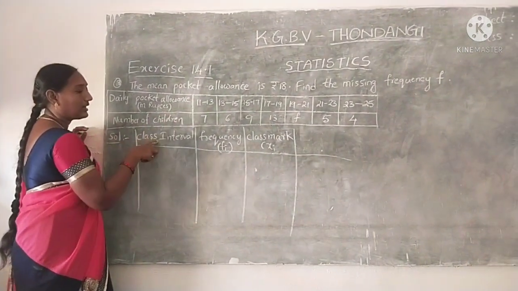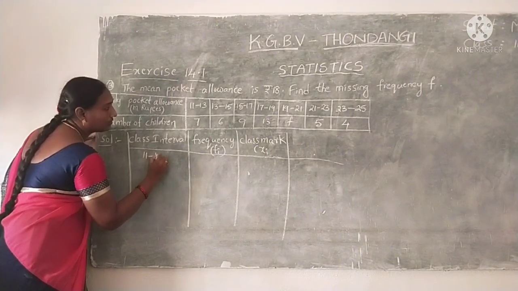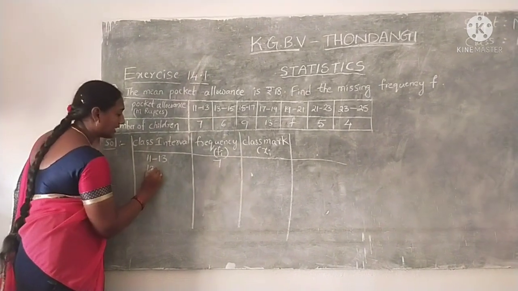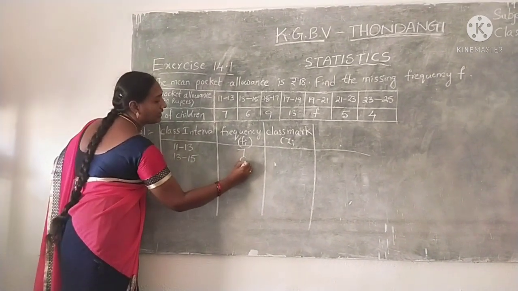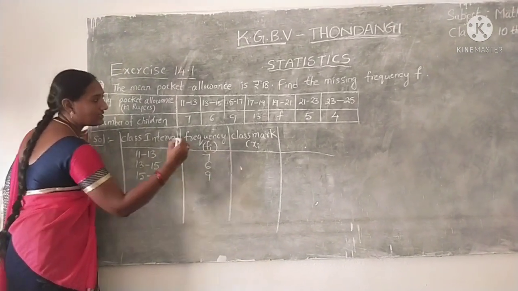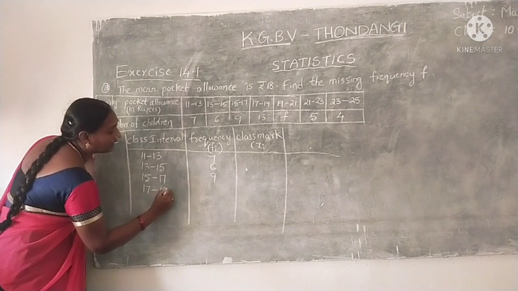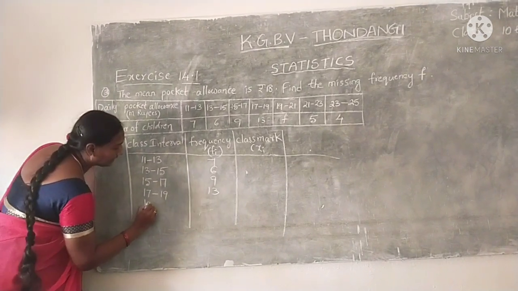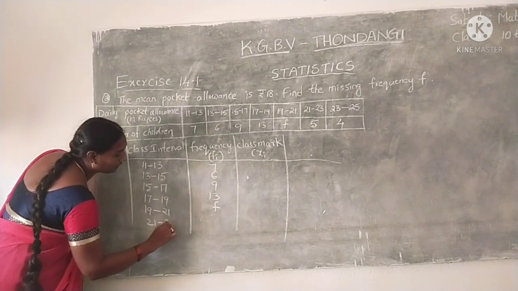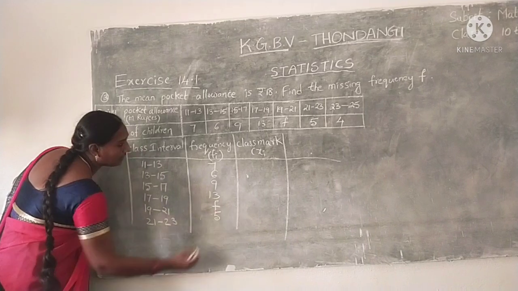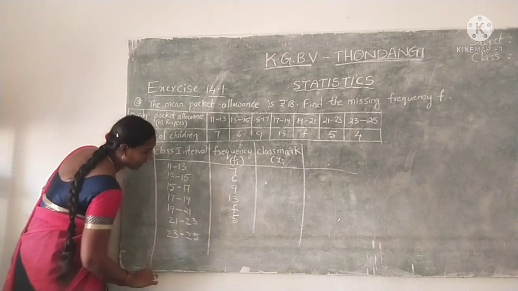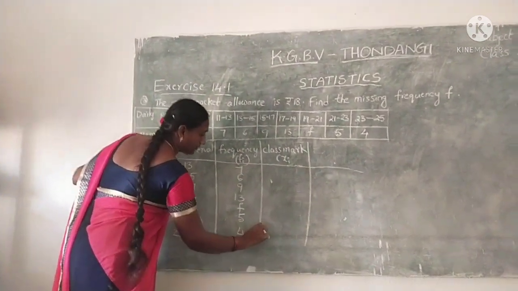So children, write down the class intervals, that is 11 to 13. What is the frequency here? 7. Next, 13 to 15, frequency 6. 15 to 17, frequency 9. 17 to 19, frequency 13. 19 to 21, that is F. 21 to 23, frequency 5. 23 to 25, frequency 4.